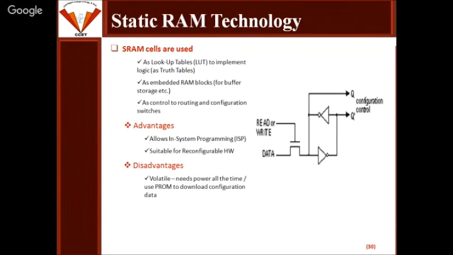Second is static RAM technology. SRAM cells are basically based on lookup tables to implement the logic, or you can say in the form of truth tables, and embedded RAM blocks will be used for buffer storage, and as control to routing and configuration switches that can be developed.